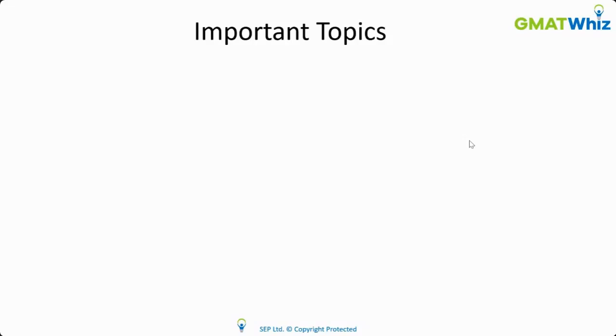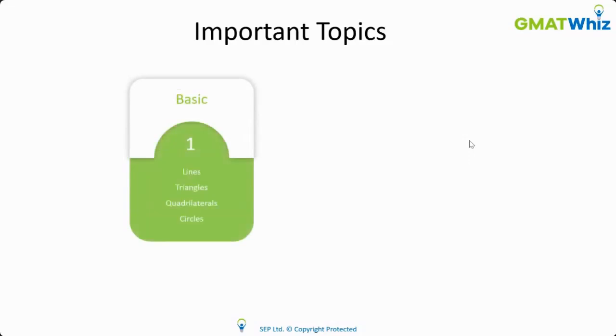What I've noticed in geometry, at least from the GMAT perspective, is that there are certain things that you should definitely know. You should know the basic properties of at least these four topics: lines, triangles, quadrilaterals, and circles. This is how I categorize it as basic. Now, what do I mean by basic? By basic, I don't mean that these are easy topics. What I mean is that you should know the basics of these four concepts, and these polygons, basically.